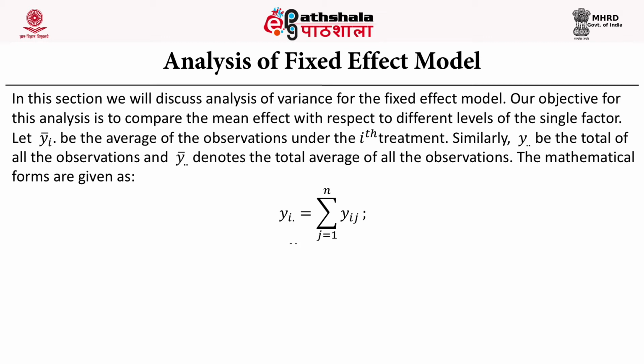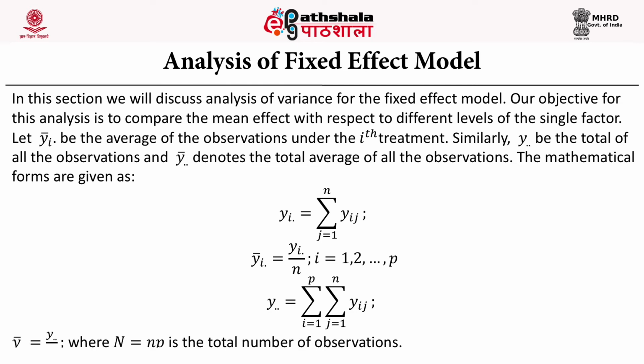The mathematical forms are given as yi dot equals the sum over j of yij, where j varies from 1 to n, and yi dot bar equals yi dot divided by n, where i varies from 1 to p. And y double dot equals the sum of yij over i and j, where i varies from 1 to p and j varies from 1 to n, and y double dot bar equals y double dot upon capital N, where capital N equals small n times p, which represents the total number of observations.